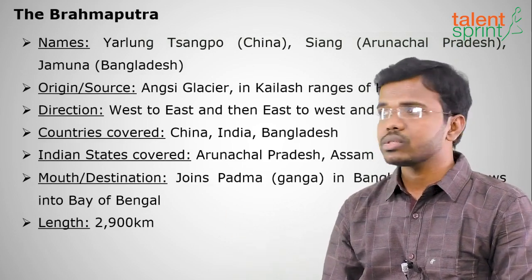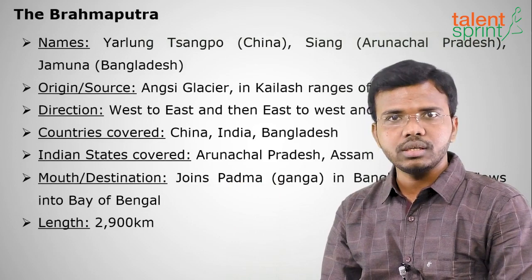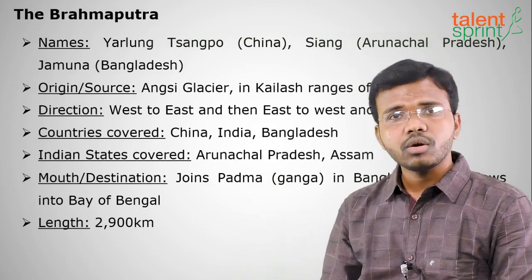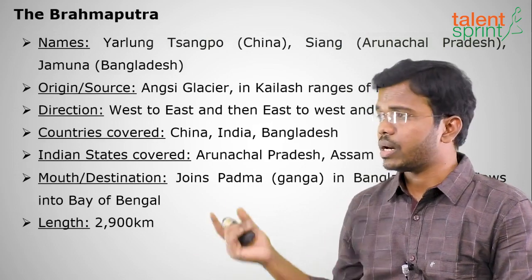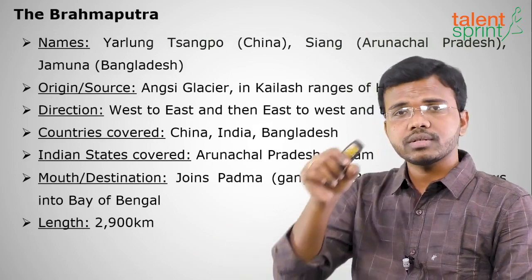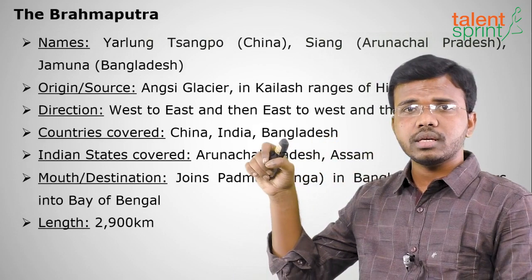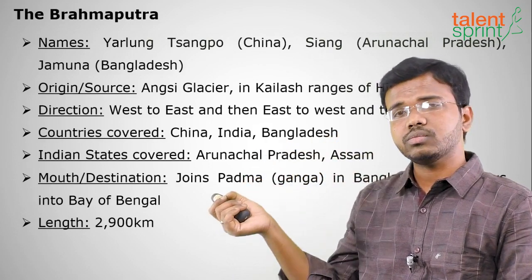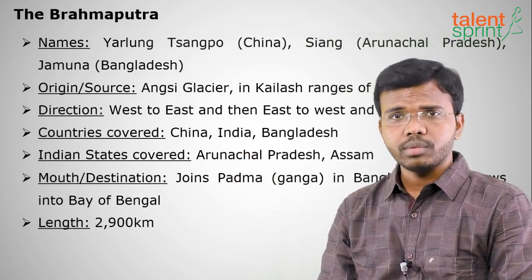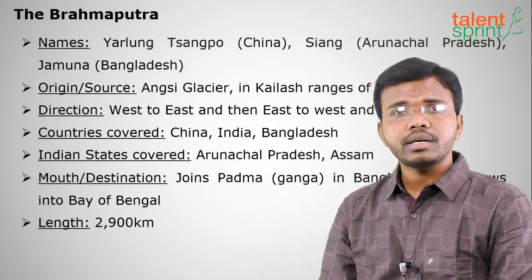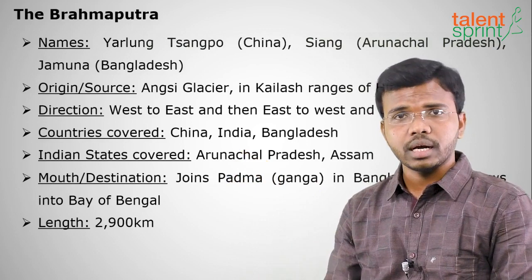Next, origin or source: the Chemayungdung glaciers in the Kailash range of Tibet, China, Himalayas. Next, the direction is first from west to east, then it moves towards south, then again it moves from east to west, then again it moves south. That is the direction of Brahmaputra. I have already showed you. Countries covered: China, India and Bangladesh.